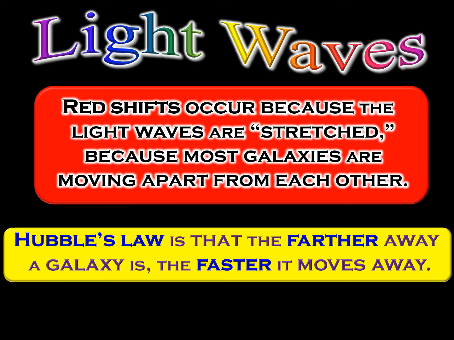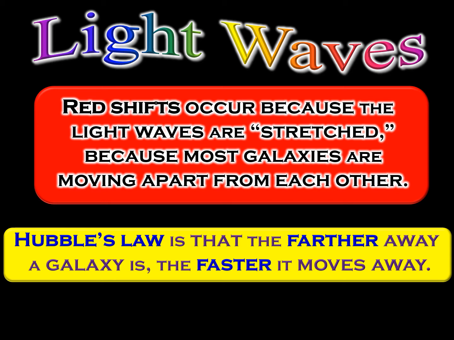So redshifts occur because the light waves are stretched out, because the object is moving away from you. The galaxies are moving apart from each other. So when Edwin Hubble noticed that pretty much every galaxy, almost every galaxy in the universe, was moving away from us, he realized the universe must be expanding. How was he sure they were moving away from us?